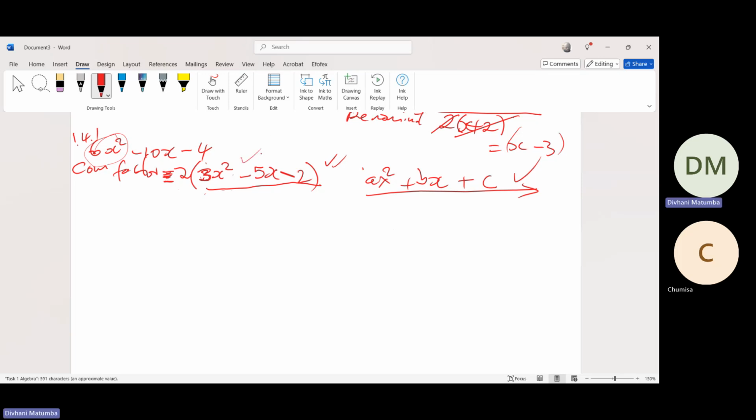This is a graph. This is a parabola. Do you agree? Yes, sir. Have you guys done parabolas? Did you do them in grade 9?